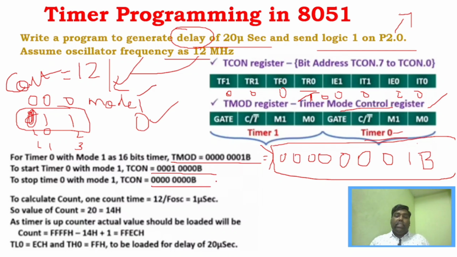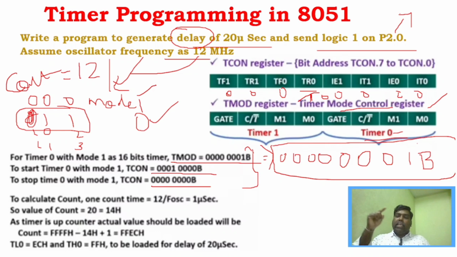Now clear? These three pieces of information are the same for almost all programs. If you want, you can change it to timer 1, but if not, you can always configure timer 0 and mode 1. Mode 1 is selected by default. And now what is the next step? We have configured the timer, the TMOD register and the TCON register. Now I have to start the timer.